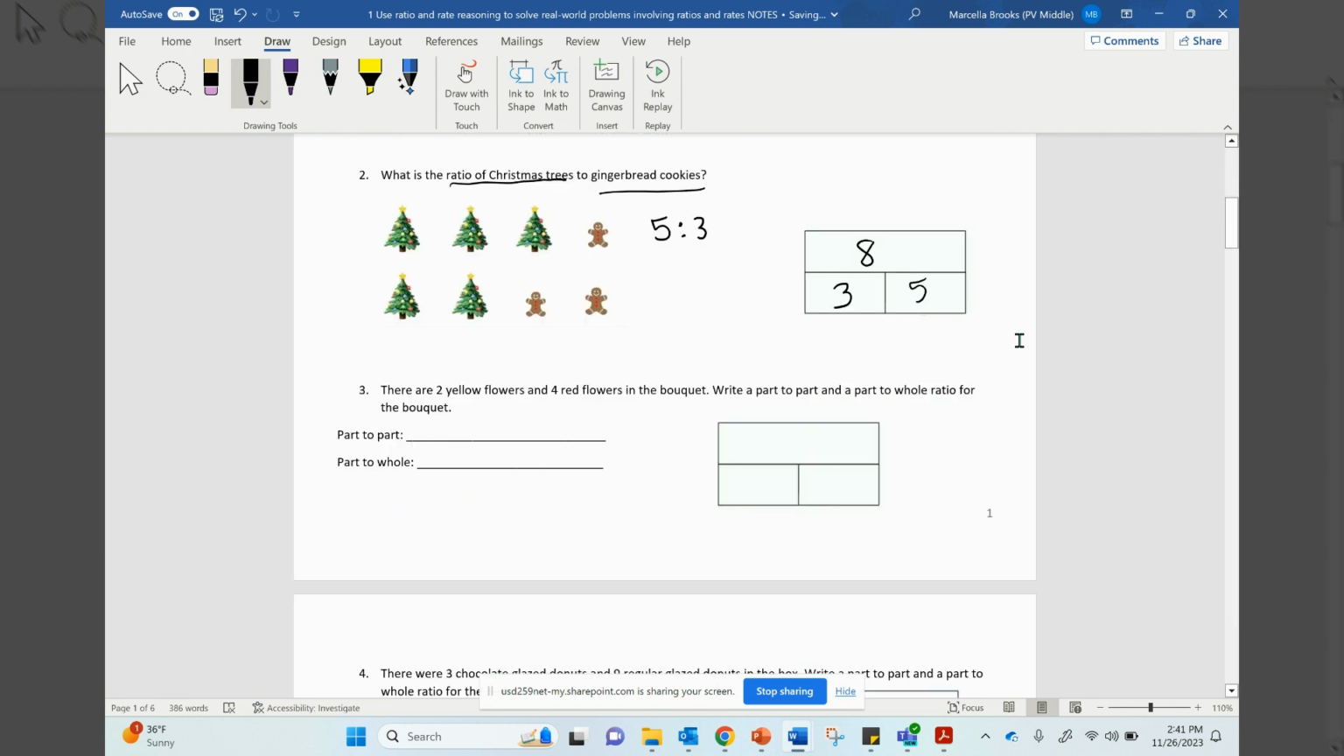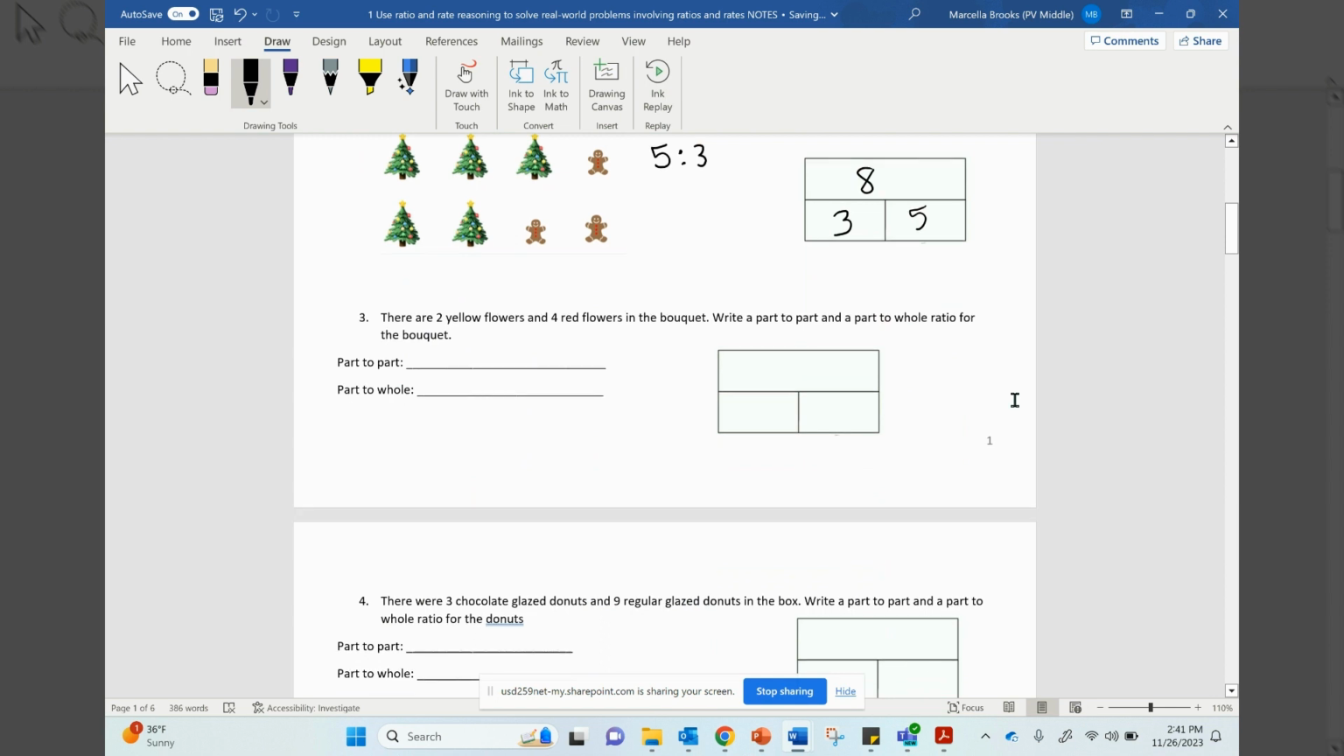All right, number 3. There are 2 yellow flowers and 4 red flowers in a bouquet. So we got 2 yellow, 4 red. Write a part to part and part to whole ratio for the bouquet. So how many total flowers are there? We're just going to add together our 2 parts. So what's 2 plus 4? It's 6. So a part to part would be 2 to 4 or 4 to 2. A part to whole would be 2 to 6 or 4 to 6.